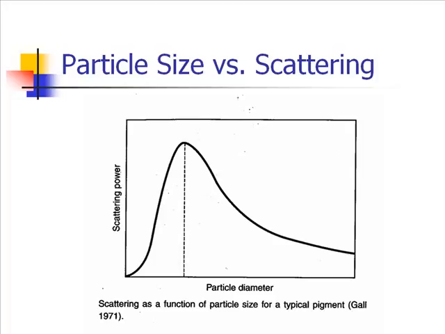Pigments are most efficient as light scatterers when their refractive index is quite different from the resin in which it is used, and the particle diameter is about the same size as the wavelength of light. That would be the optimum.